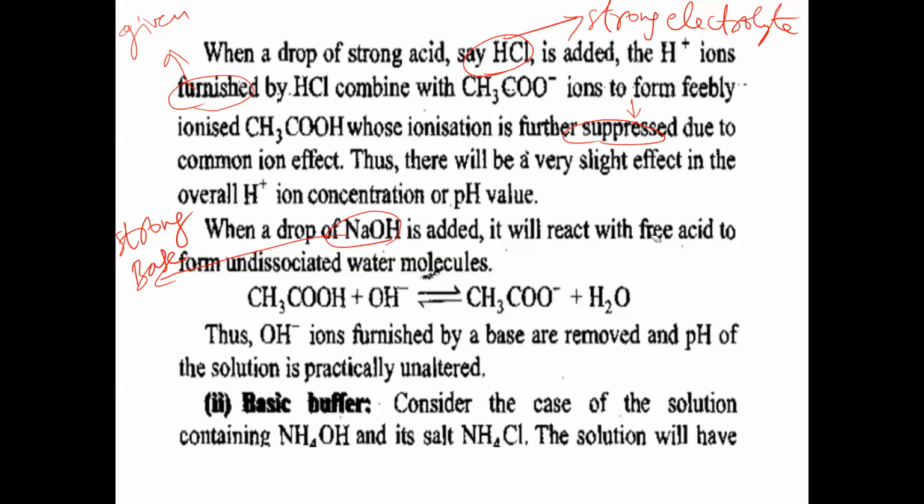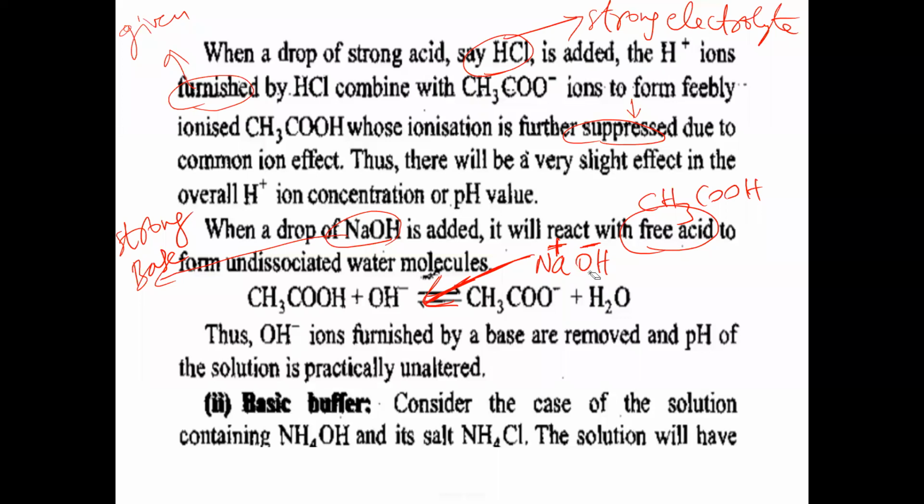Free acid means what? Acetic acid molecules only. So with the free acid, the NaOH will combine to form undissociated water molecules. Now to this equilibrium mixture, what are we adding? NaOH. NaOH has OH minus ions and Na plus ions. Na plus ions are there, OH minus ions are there.